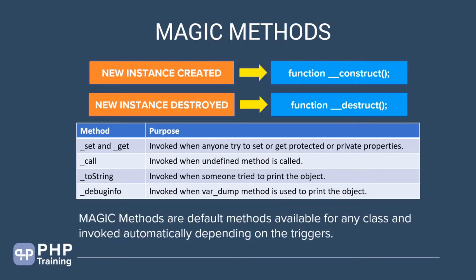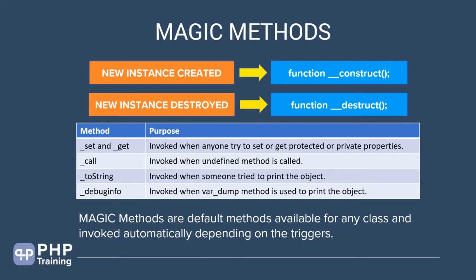Magic methods are basically the default methods available for any class, and they are invoked automatically depending on the trigger. Remember, you don't call these methods. They are called automatically based on events. Like get and set, when someone tries to access a protected or private property, these methods are called automatically. Same with constructor and destructor: when you create an instance, the constructor is called. You're not calling it explicitly, but it's called automatically. Similarly, for each of these events, these methods will be called.